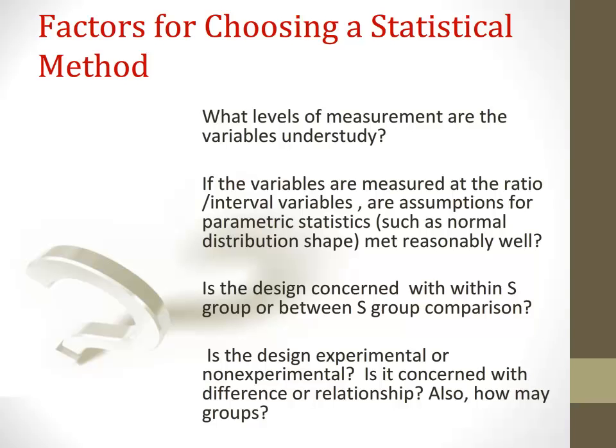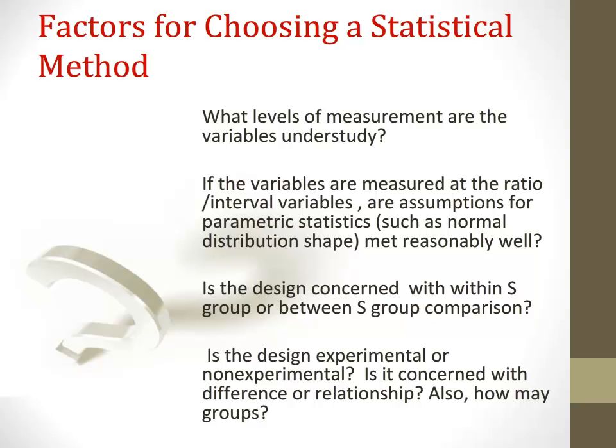If it's non-experimental, is it concerned with either differences or is it concerned with relationships? Because if you remember when we talked about research design, if it's concerned with differences, we may consider something such as a t-test or ANOVA, whereas if it's concerned with the relationship between variables, a relational or correlational analysis may be more appropriate, such as a Pearson's R. And then finally, how many groups are we looking to study? 1, 2, 3, 4, 5.